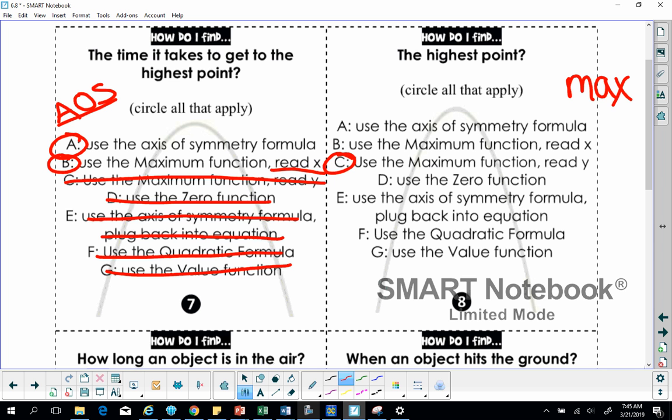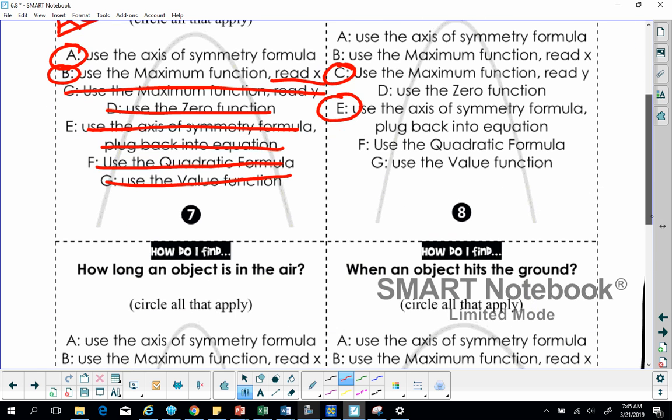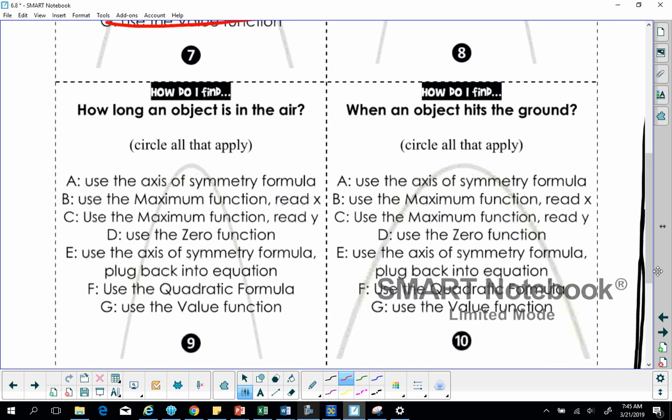Anyone help them out? E. E. Where I use that equation, then I plug it back in. Good. All right, next one. How long an object is in the air? Tanya, what would that one be? What would that represent?